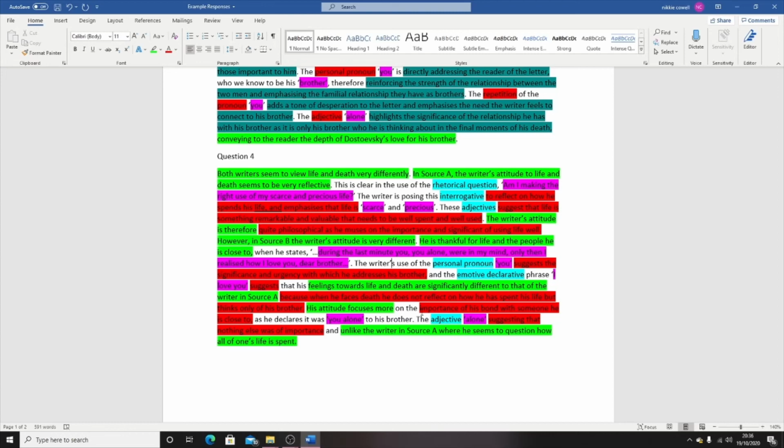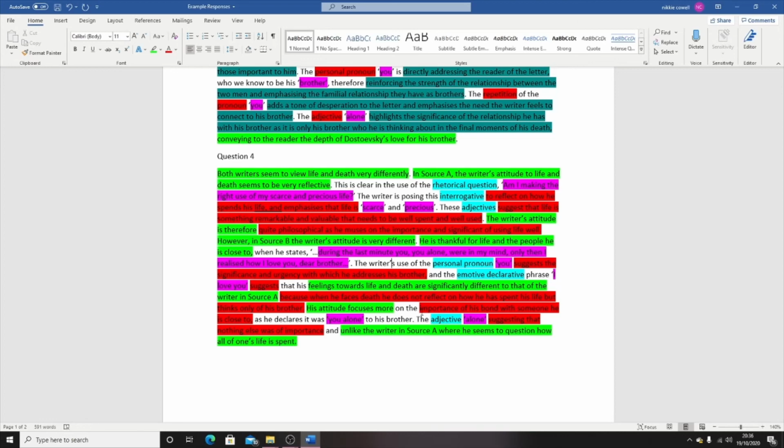his brother, and the emotive declarative. So again, I want to try and show off my grasp of subject terminology. Phrase "I love you" suggests that his feelings towards life and death are significantly different to that of the writer in source A, because, and now I'm explaining, when he faces death he does not reflect on how he has spent life, but thinks only of his brother.